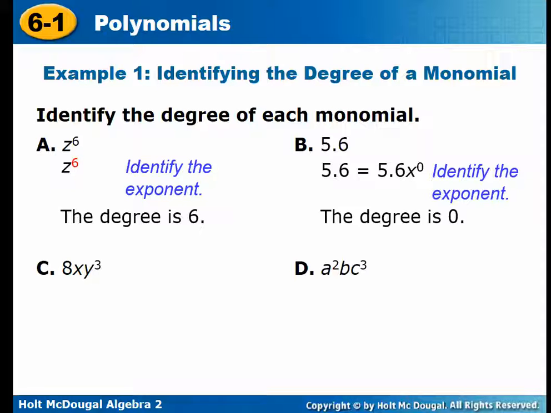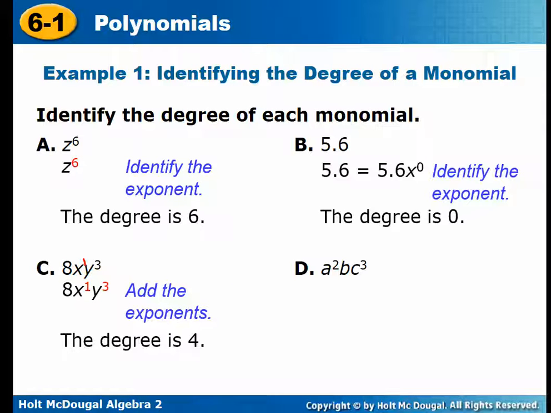You could write that with x to the 0 because anything to the 0 power is 1, and 5.6 times 1 is still 5.6. So if there is no variable, no a, no b, no c, no letter, then the degree is 0. In C, there is more than one variable. The exponent on the x is 1. If there's no number there for the exponent, it's actually 1. So we have to add the 1 plus 3, and we would get 4. The degree is 4 for C.